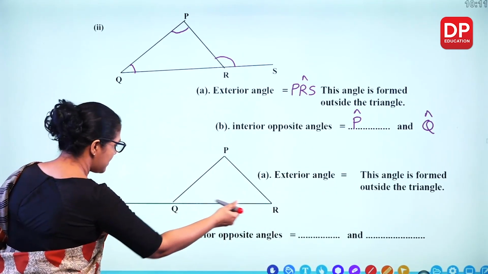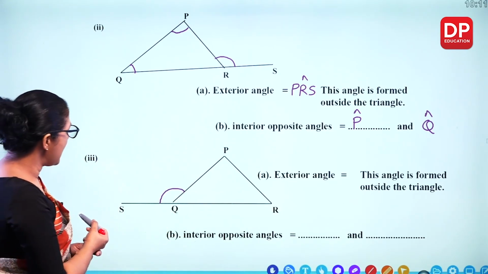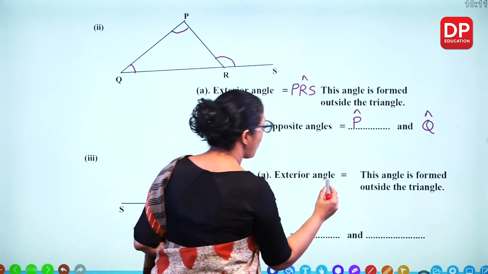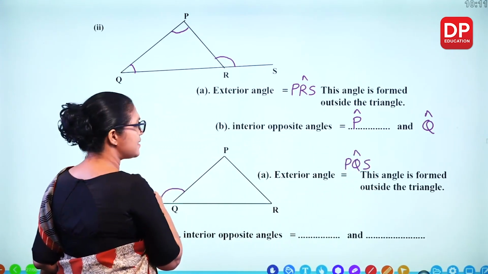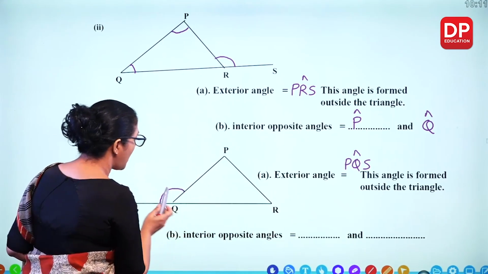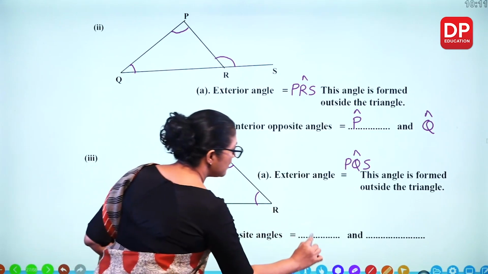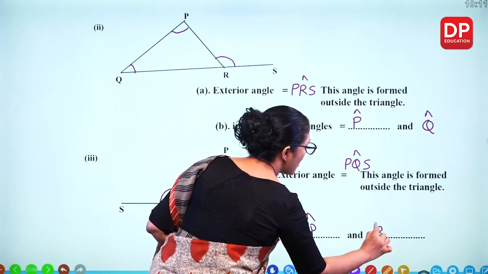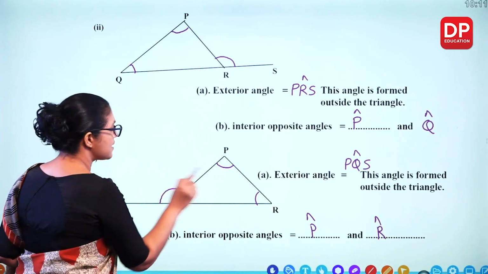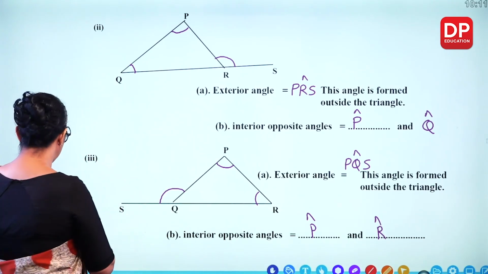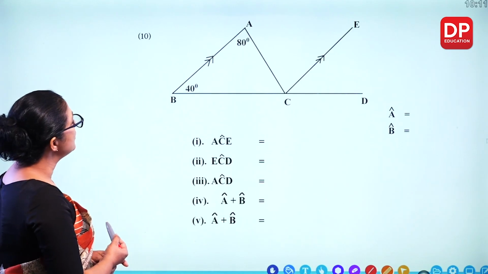When you extend this line, what's the exterior angle you get? This one. So what's that? SQP or PQS. PQS is the exterior angle. So what are the opposite interior angles? These two, P and R, are the opposite interior angles to this exterior angle. Now we'll use that property to find out the values.